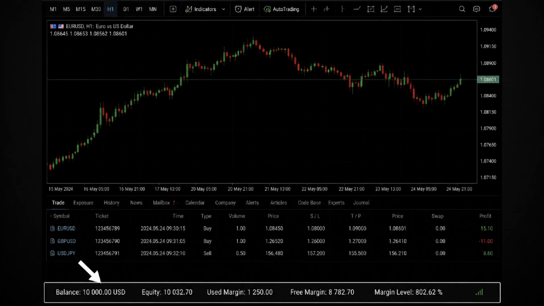Here you'll typically see values such as your balance, equity, margin, free margin, and margin level updating in real time as the market moves. This means you don't have to calculate them manually while you're trading. Instead, your job is to understand what each number means and how it affects your trading decisions.